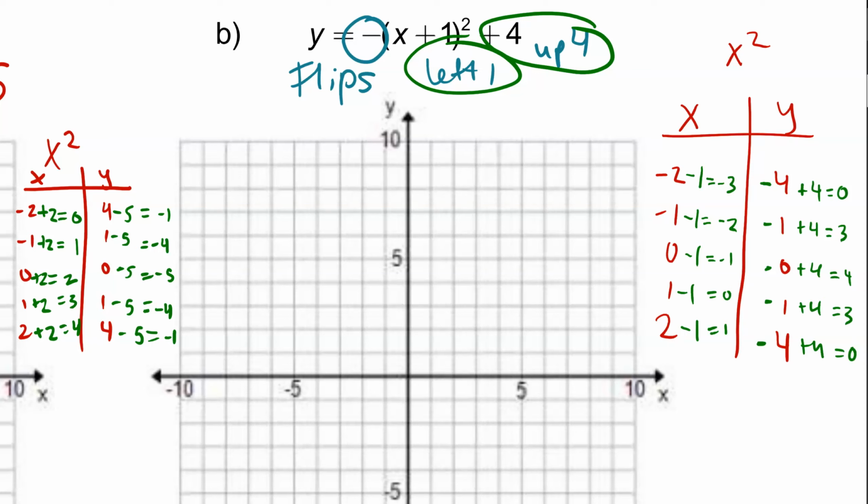So if I would plot it, I have -3, 0, -2, 3, -1, 4, 0, 3, and 1, 0.